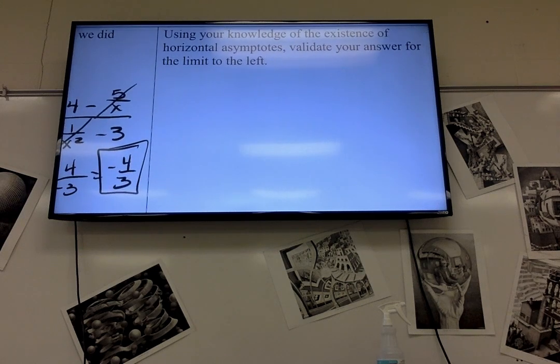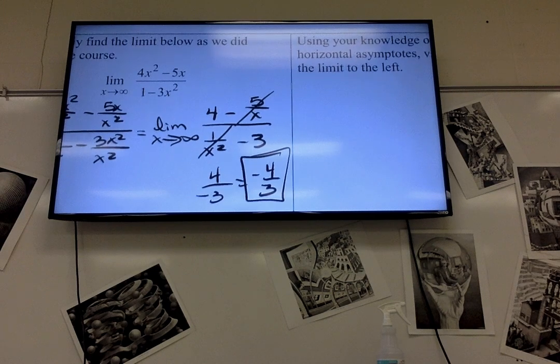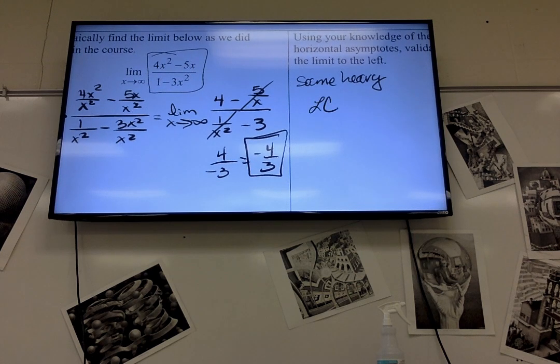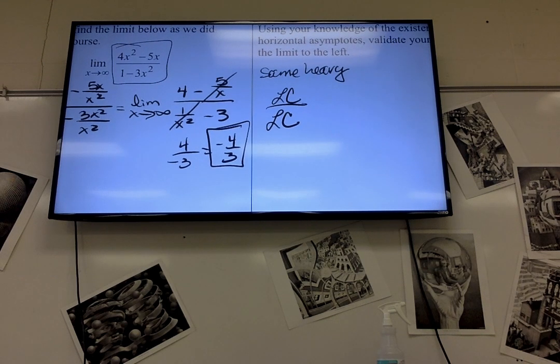Now, also, we should know that this is a horizontal asymptote. Limit as x approaches infinity. These are the same heavy. So when they're the same heavy, you take leading coefficient over leading coefficient. So that is 4, because that's in front of the x squared, and on bottom, -3, because that's in front of the x squared. So -4/3. We could have just done that. When x approaches negative infinity or positive infinity, the limit is a horizontal asymptote. So that's just a reminder.